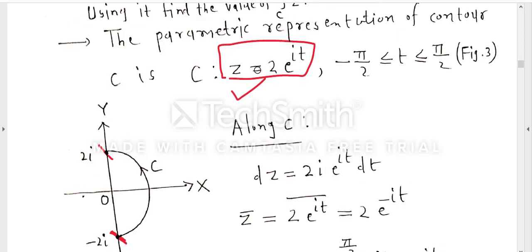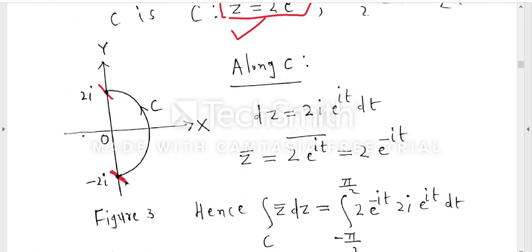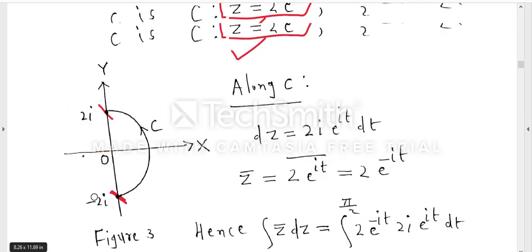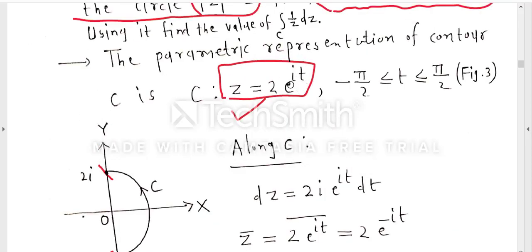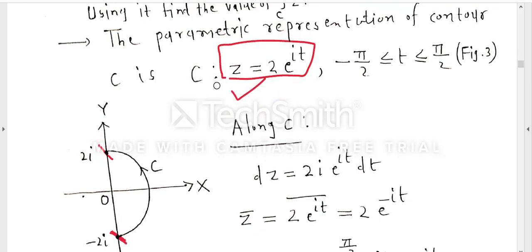If I put t equal to pi by 2 here, I will obtain z equal to 2 into cos pi by 2 plus i sin pi by 2. Cos pi by 2 is 0, sin pi by 2 is 1. So I will obtain this point 2i. Similarly, I will obtain this point minus 2i if I put t equal to minus pi by 2. So t is from minus pi by 2 to pi by 2.